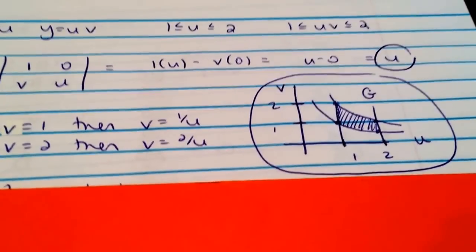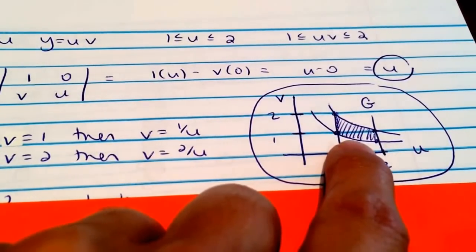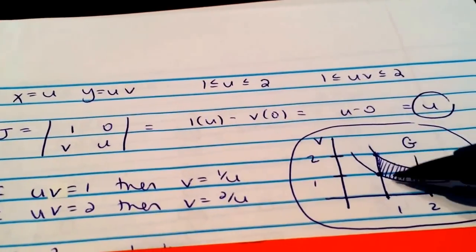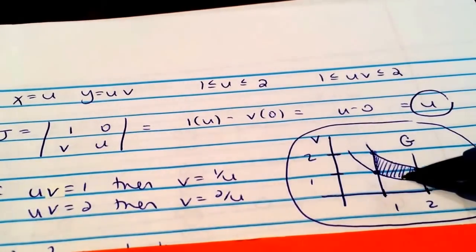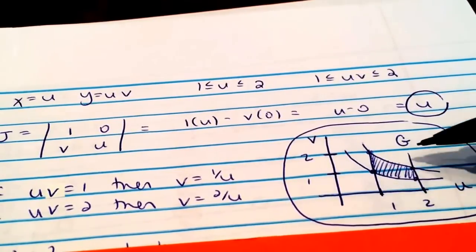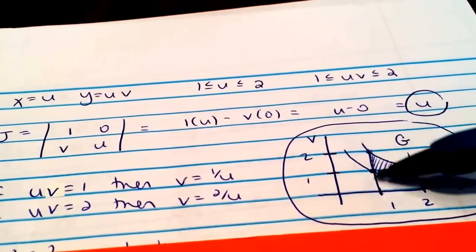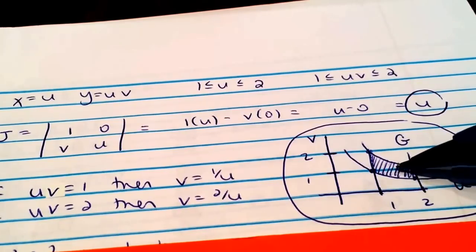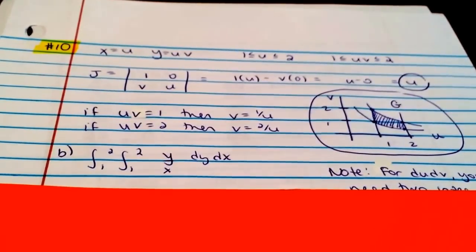So here's my two curves. This is the 1 over u and this is the 2 over u. So in case you can't see with my finger, this bottom one is 1 over u. This is 2 over u. And then because u has to stay between 1 and 2, I drew in these vertical lines, u equals 1, u equals 2. So this is my region G in the UV plane. All right, so this was my original integral.